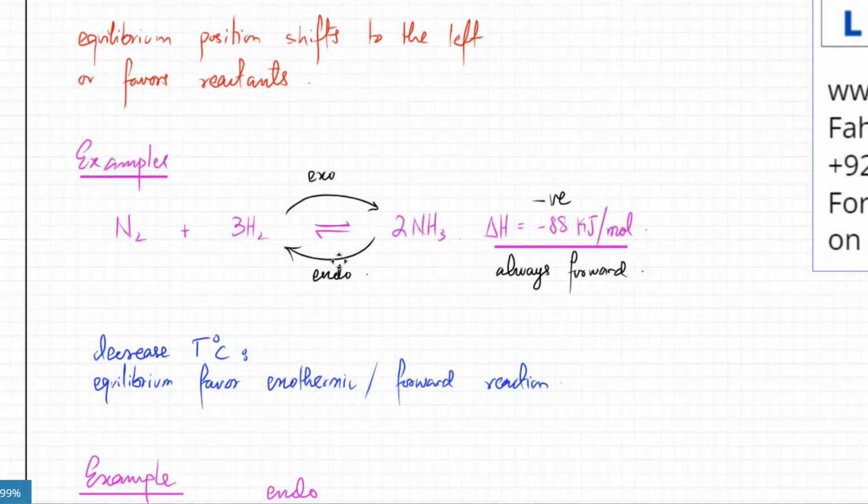It will keep changing. You look at the enthalpy change. If the enthalpy change is given as negative, it's always given for the forward reaction. So if the enthalpy change is given as minus 88 kilojoules, that means the forward is exo. So backward उल्टा होगा, that would be endo. So for example, if you decrease temperature, it will favor exothermic, which in this case is the forward reaction.